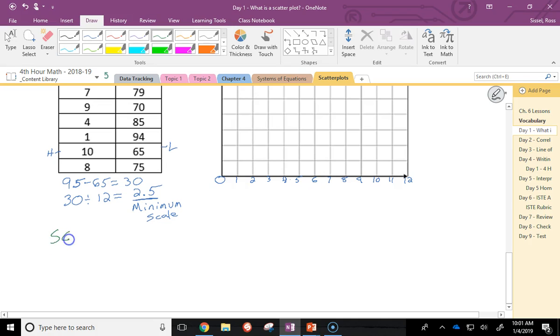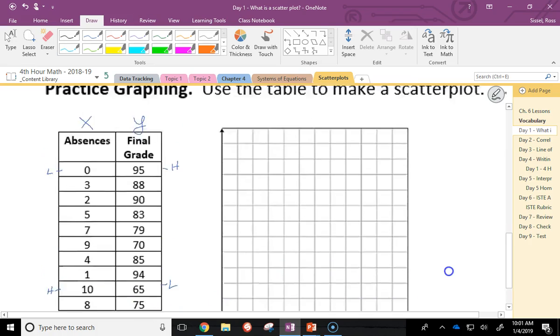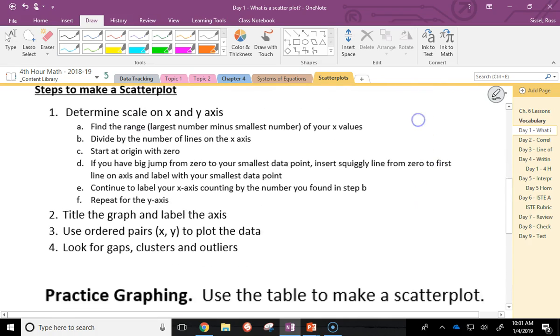Instead, let's take our scale and we'll round up to a whole number. We'll make it 3. Okay? You're going to have to do this then, so make sure you're following. We found our range. We divided it by how many little lines we had. And that gave us our minimum scale. And then I rounded up to the nearest whole number, or easy number to do. Now, there's one thing we're going to change.